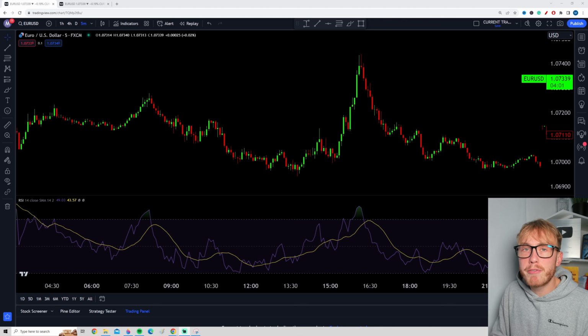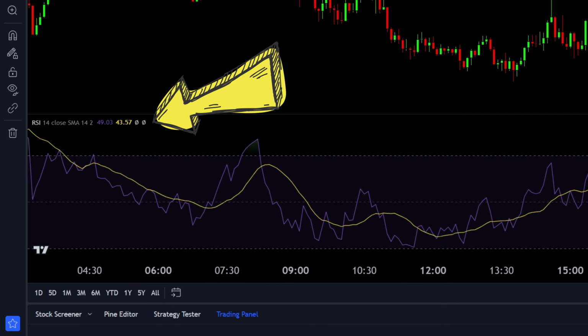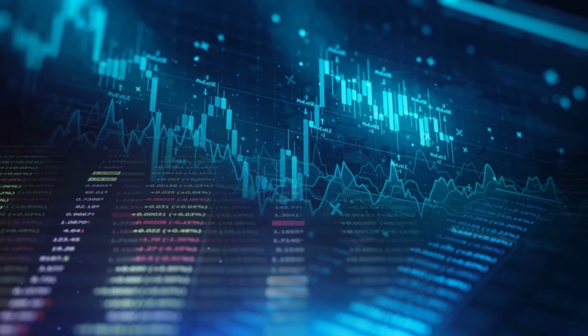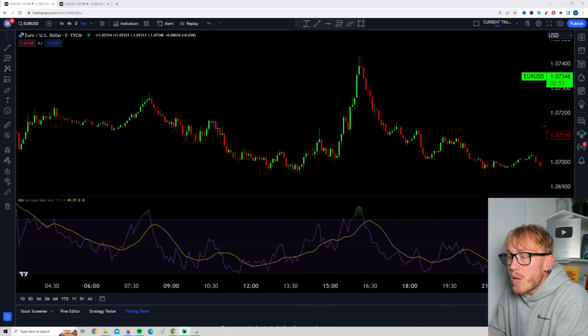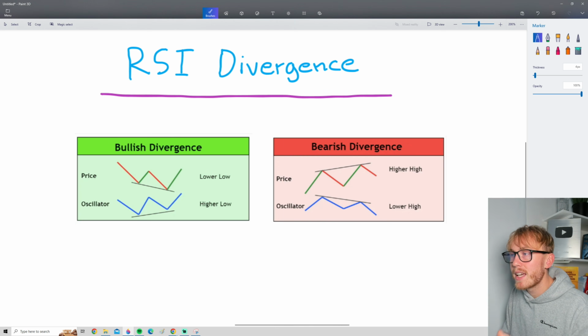Alright guys, so before taking a look at how to change the RSI settings to improve our trading, first you guys have to learn about one of the most effective ways to use the RSI indicator, and you will need this information throughout the whole video, so make sure to pay attention now. What we have to learn before changing our RSI settings is something called RSI divergence. And what is RSI divergence?